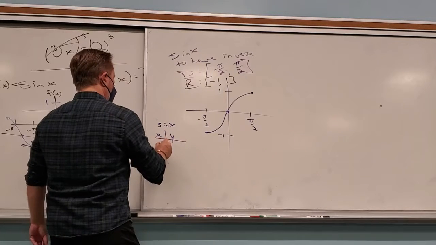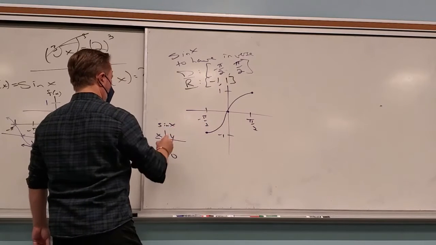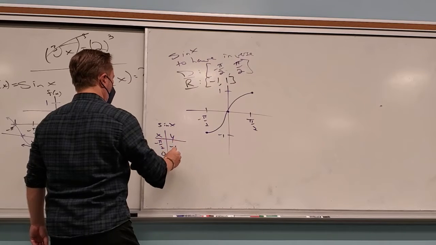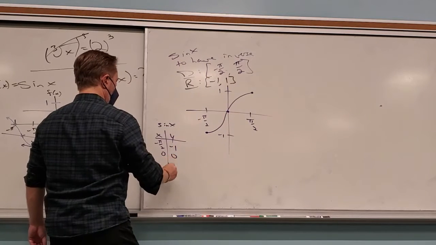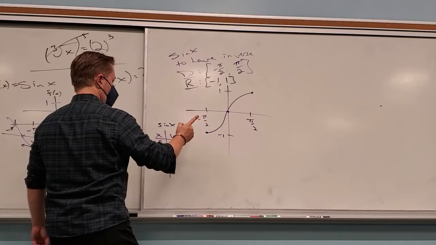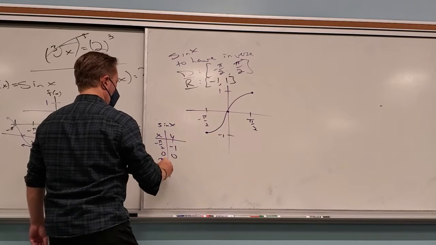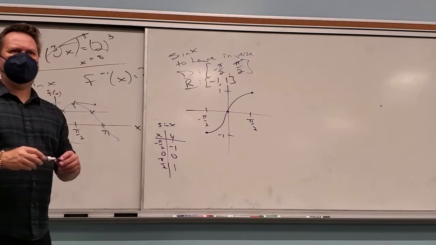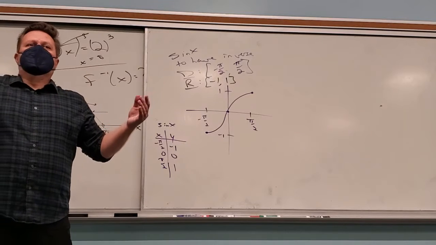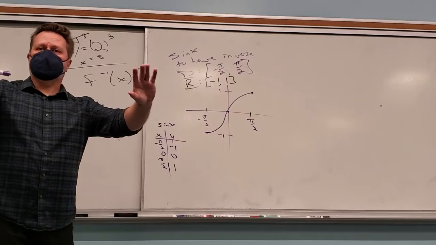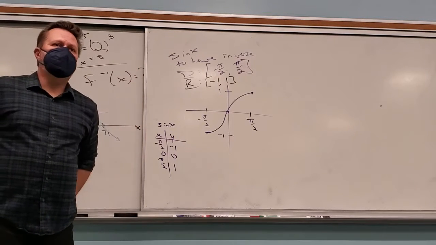0, 0, I love it. So it goes through the point 0, 0. Goes through negative pi over 2, negative 1, and it goes through pi over 2, 1. I like it. Right? This is one of the best things in the world. It has to be. How do I graph the inverse? What do I do?